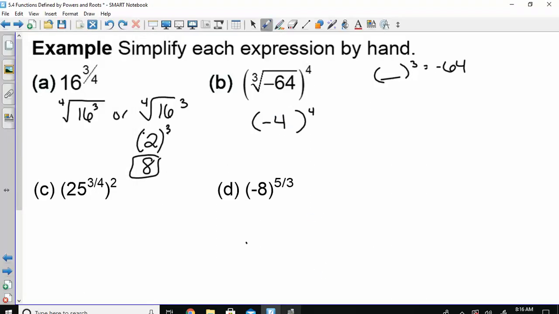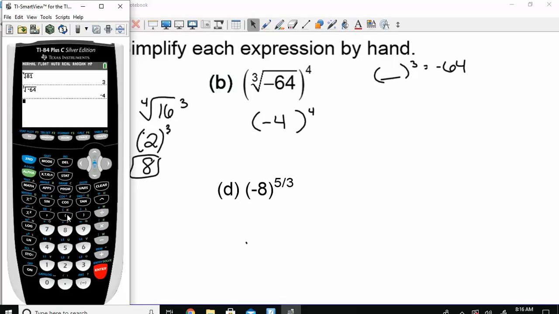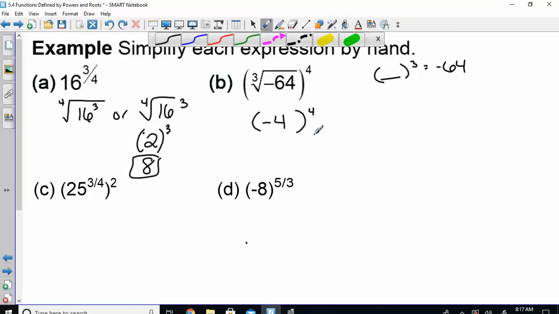So -4 to the 4th, keep in mind that 4th power applies to the negative as well. So this is going to give me a positive 256.